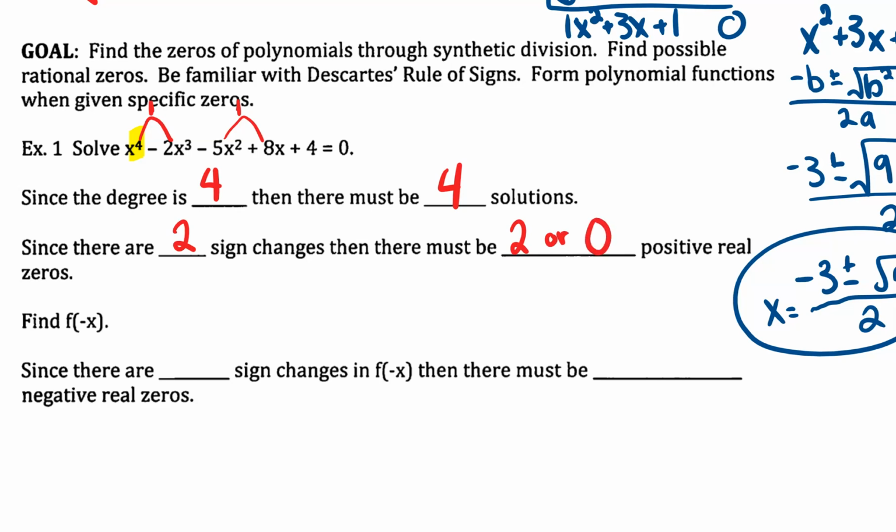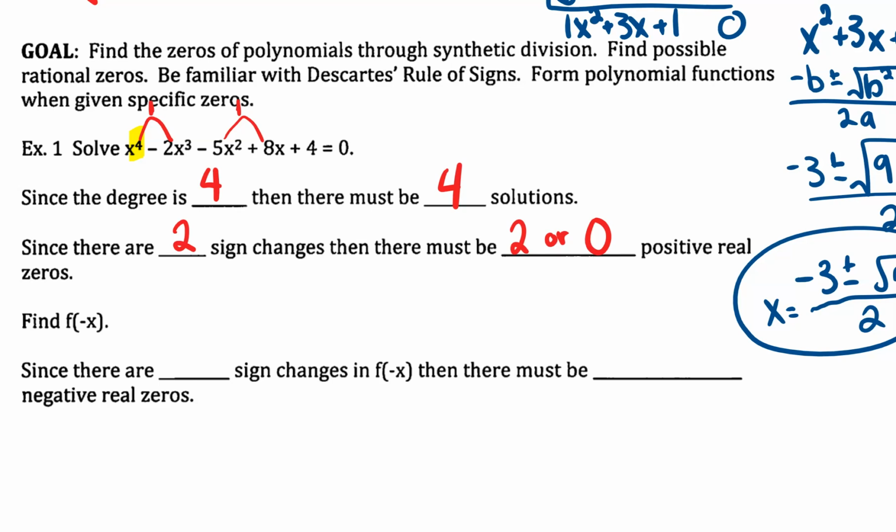So when you're determining how many positive solutions there are, you count the sign changes, so we had 2 of them, and you always do that number, and then you count down by 2, and that'll be your other option. You keep counting down by 2. So for example, if there were 4 sign changes, there would be either 4 positive solutions, 2 positive solutions, or 0 positive solutions. So you always count down by 2.